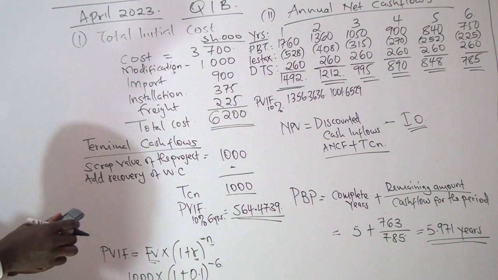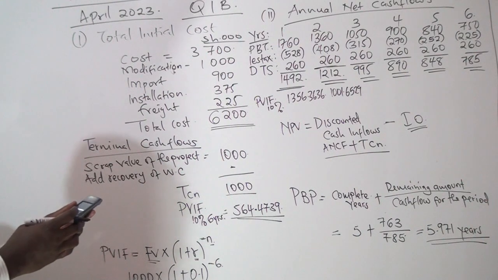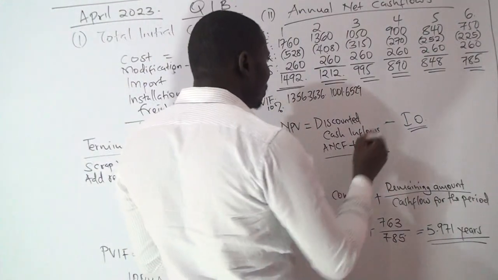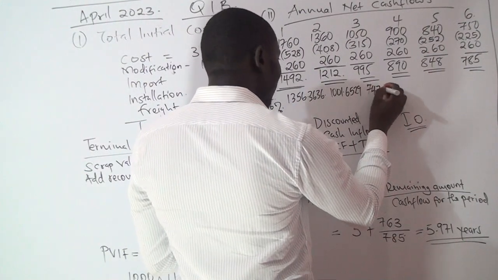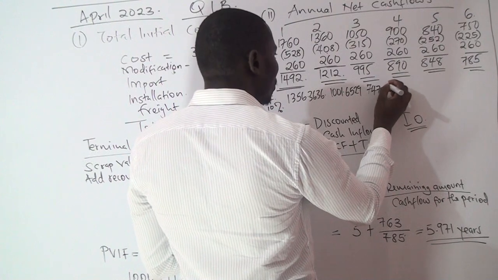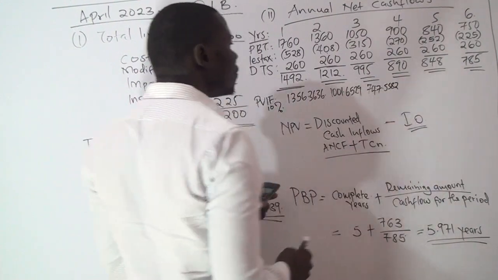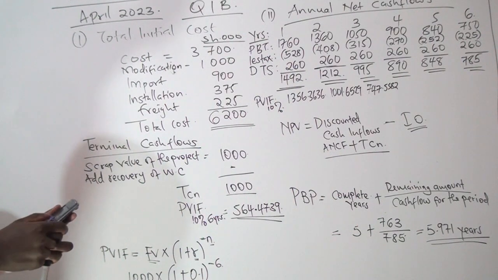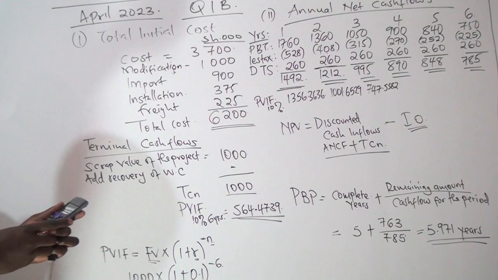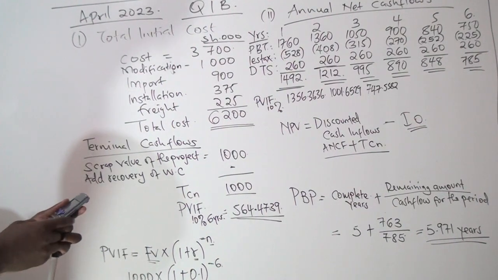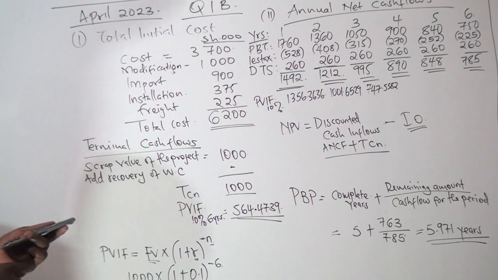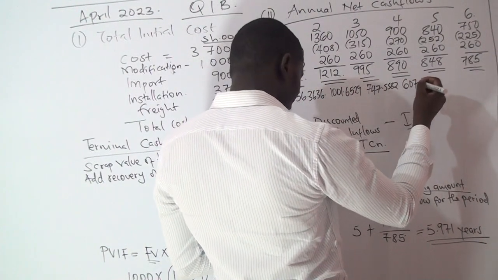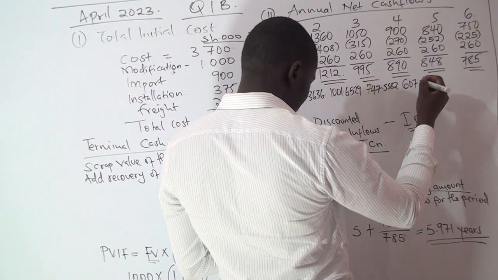In year 3, our 995 will be our future value. Then our N will be negative 3. The cost of capital will be maintained. So here we are having 747.5582. Then in year 4, we are having 890 raised to power negative 4, which is 607.882.